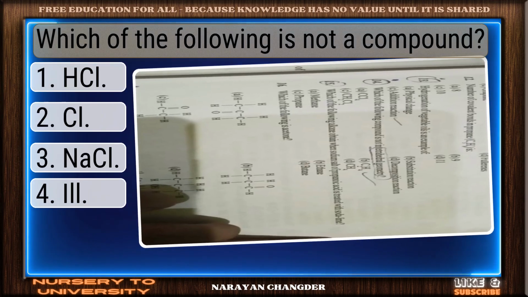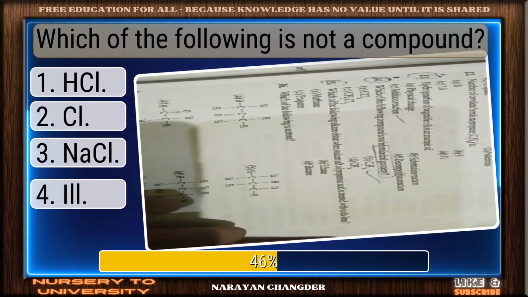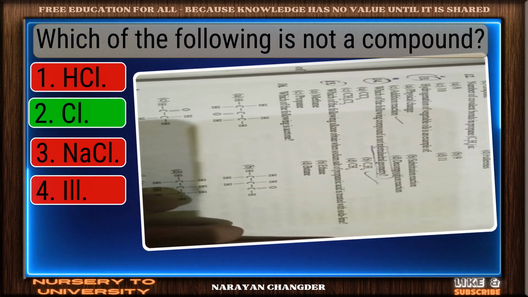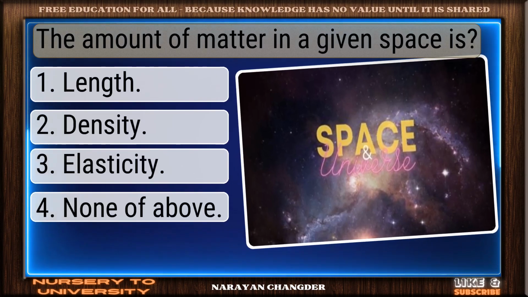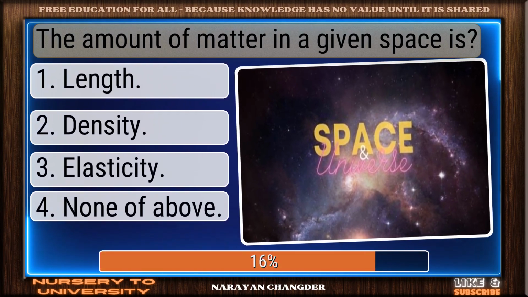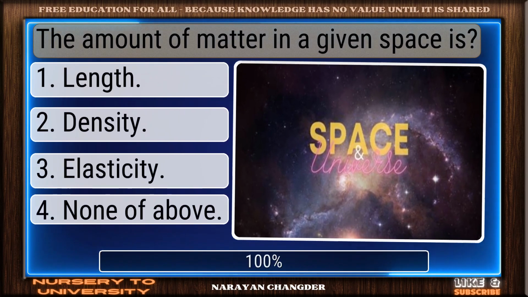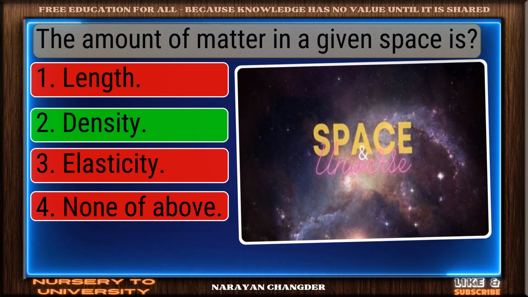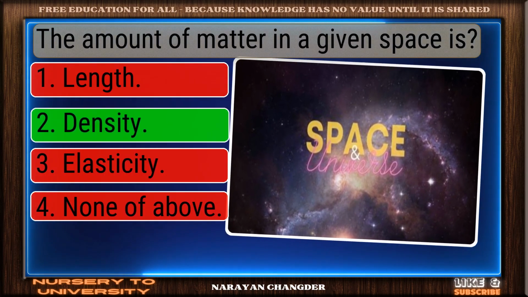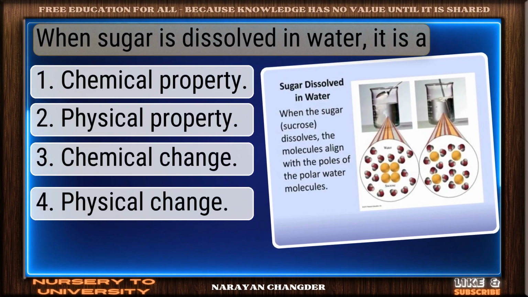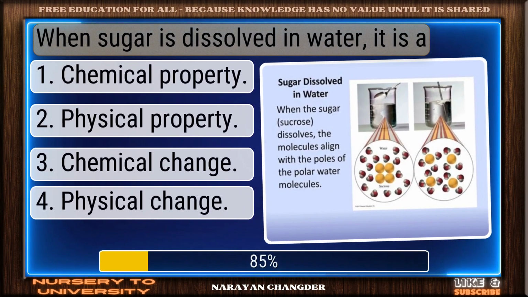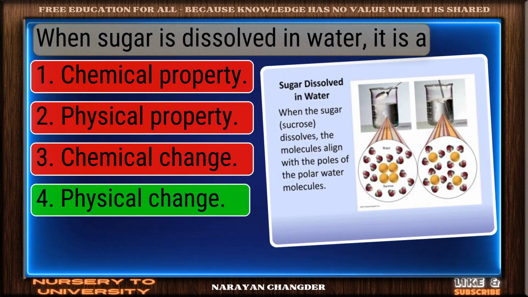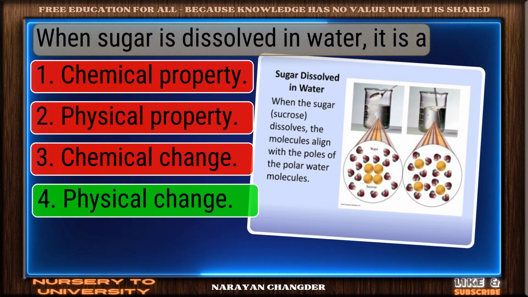Which of the following is not a compound? Well picked. Cl is the correct answer. The amount of matter in a given space is... Sharp thinking. Density is the right choice. When sugar is dissolved in water, it is a... Nicely done. Physical change is a solid answer.